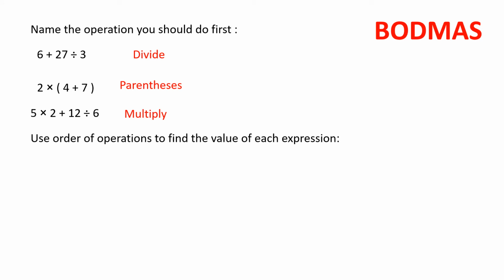Okay, if I want to find the value of an expression, what do you have to do? Of course, you have to follow the same rules. So if I said use order of operations to find the value of each expression, if there's an expression like 3 plus 4 times 9 divided by 3, what do you have to do first? You have to remember the rules again: first, inside the parentheses, brackets, braces. Then step 2, multiply and divide in order from left to right. Then step 3, add and subtract in order from left to right.